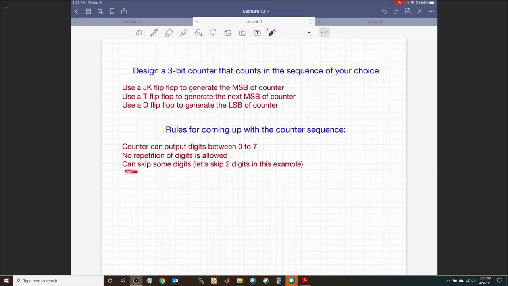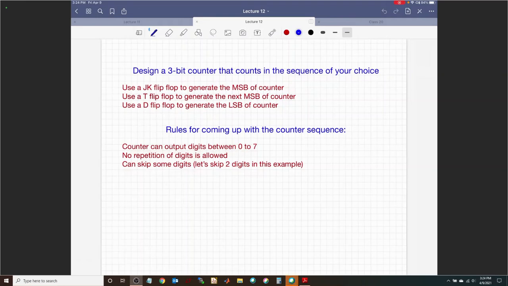And I want you guys to skip 2 digits in this example. So if you have 0 to 7, that's 8 different values. I only want you guys to come up with 6. I want you guys to kind of skip over 2 values, right? So each student can take a turn and tell me the number it starts from. I need 6 values, right? So you guys can take turns, but only do one number per student.